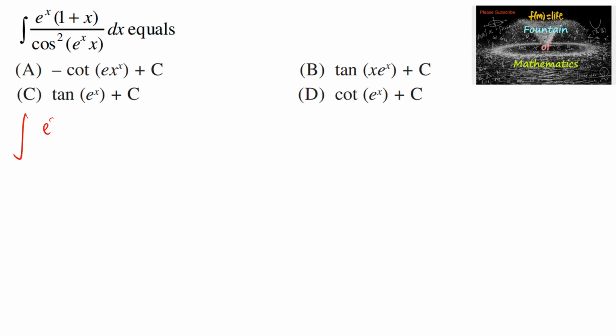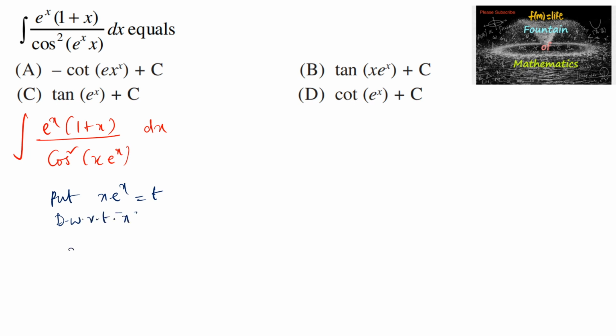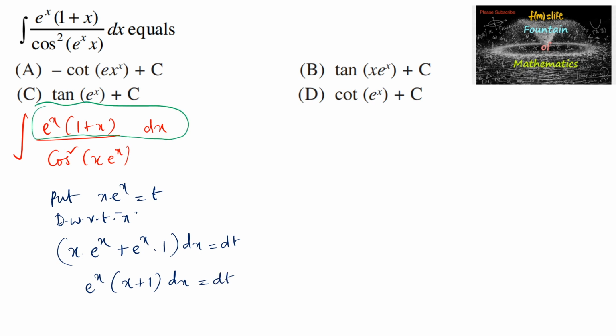Integral e power x into 1 plus x upon cos square of x into e power x dx. So let us substitute here. Put x e power x is equal to t, and differentiating with respect to x, we have by using the UV rule x into differentiation of e power x is e power x plus e power x into differentiation of x is 1. The whole dx is equal to dt, or we can also write e power x of x plus 1 dx is equal to dt. So we got e power x into 1 plus x dx is dt.